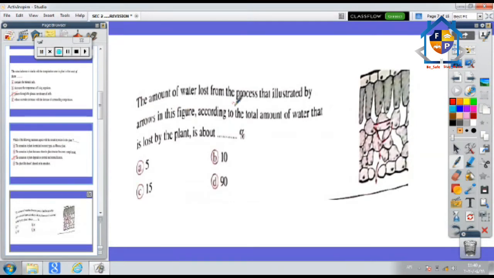The amount of water lost from the process illustrated by arrows in this figure. These arrows indicate the getting rid of water through openings present in the lower surface of the leaf, which are called stomata. This is called transpiration, which takes place in all seasons of the year to get rid of excess water vapor. This process, transpiration, takes place about 90%.